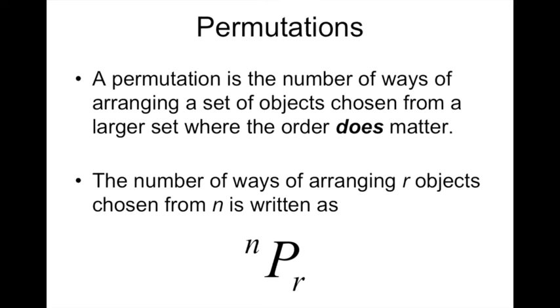Basically a permutation, if I talk about the number of permutations of something happening, it's, as it says here, the number of ways of arranging a set of objects chosen from a larger set where the order matters. So when we look at an example in a second, that hopefully will make a bit more sense. But the notation that we use for that you can see is nPr. So that would be the number of objects that we were choosing from, and that would be how many we're actually choosing. So we're choosing r objects from n, and the order matters with permutations. That's the big difference between permutations and combinations.